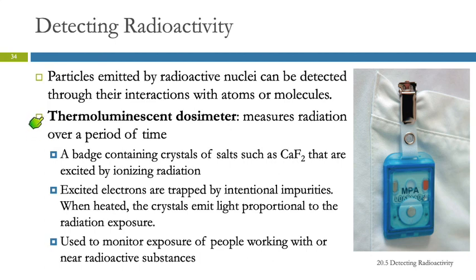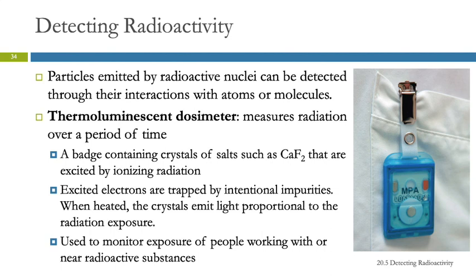This is called a thermoluminescent dosimeter. This is the sort of thing that if you're a rad tech or somebody working with radiation in the hospital, you're going to have one of these badges that you wear all the time when you're at work. So the way this one works is it's got crystals of salts, calcium fluoride is one, that become excited by ionizing radiation.